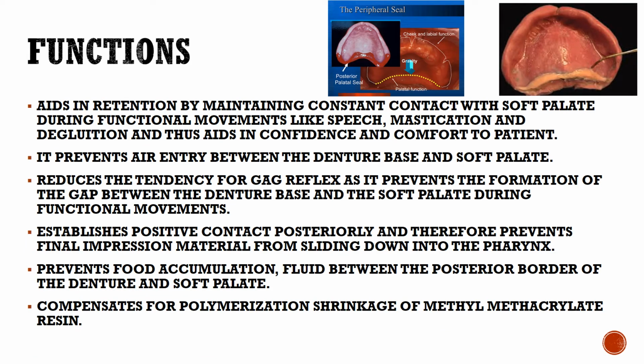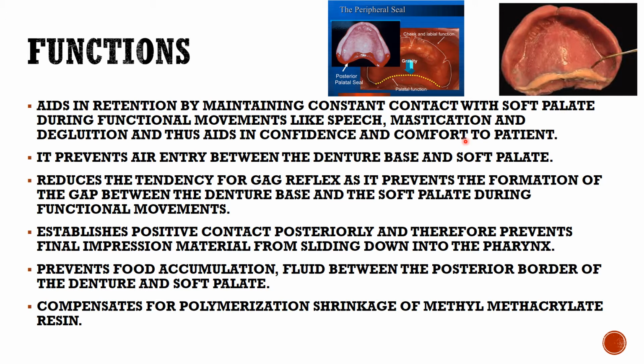So what are the functions of it? It aids in the retention by maintaining a constant contact with the soft palate during functional movement like speech, mastication and deglutition, and thus it aids in confidence and comfort to the patient. Basically, the main function of PPS is it aids in retention. Because of this, there is a constant contact between your denture and the soft tissue. There is this contact during your functional movements like speech, mastication, whether the person talks, whether he's eating, and at the time of deglutition, there's this retention because of this PPS, and because of that, the patient is comfortable.